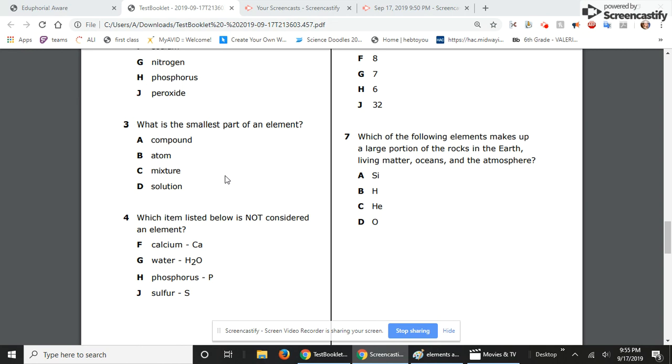All right, number 3. What's the smallest part of an element? A, compound. B, an atom. C, a mixture. Or D, a solution.